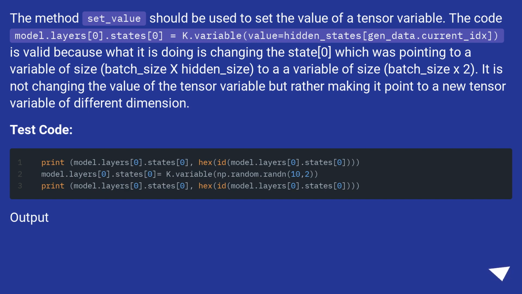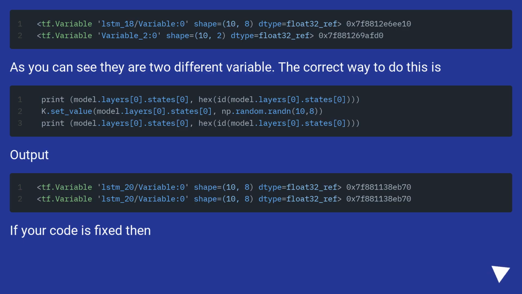what it is doing is changing the state[0], which was pointing to a variable of size batch_size x hidden_size, to a variable of size batch_size x 2. It is not changing the value of the tensor variable but rather making it point to a new tensor variable of different dimension. Test code. Output. As you can see, they are two different variables.